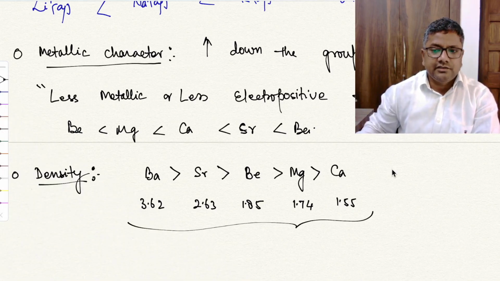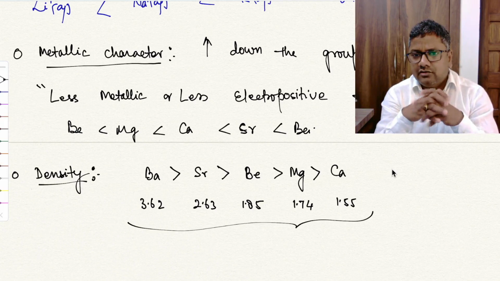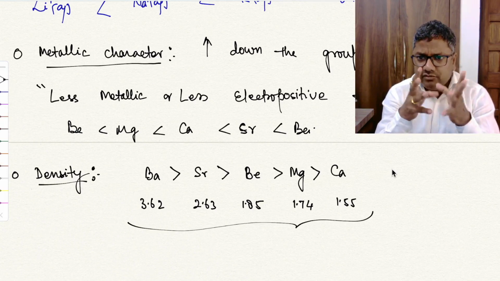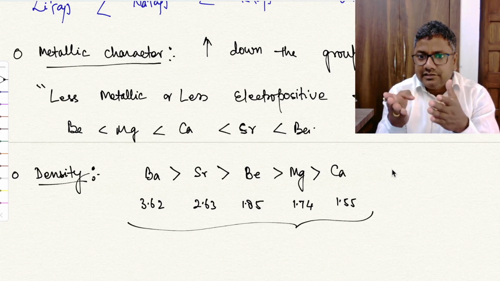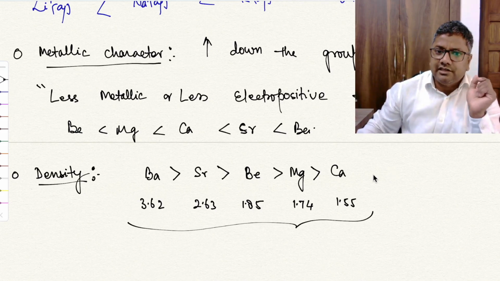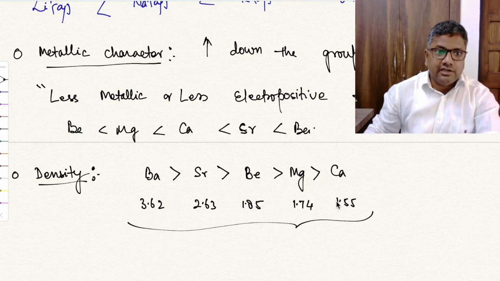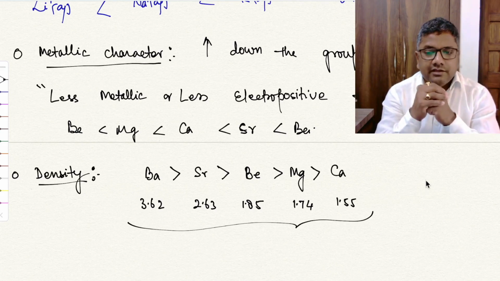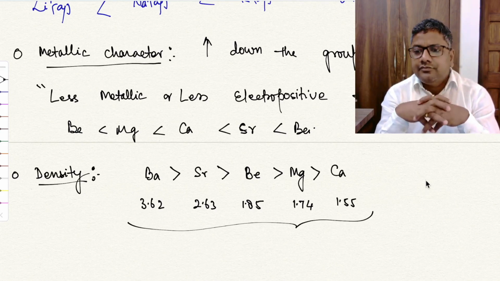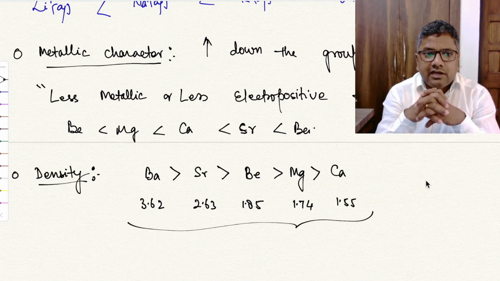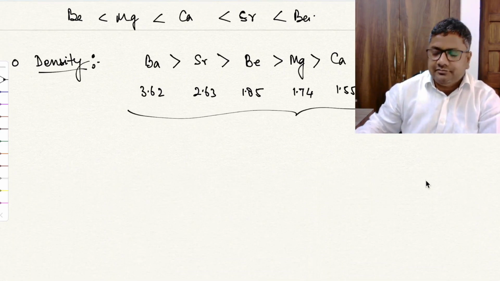Okay, so density varies in this order. There is no regular pattern. Highest density is for barium. But here see, beryllium is in between. So down the group it increases, but with no such regular pattern, right? Now see hardness. If we are talking about hardness, all metals are relatively soft but harder than alkali metals, right?